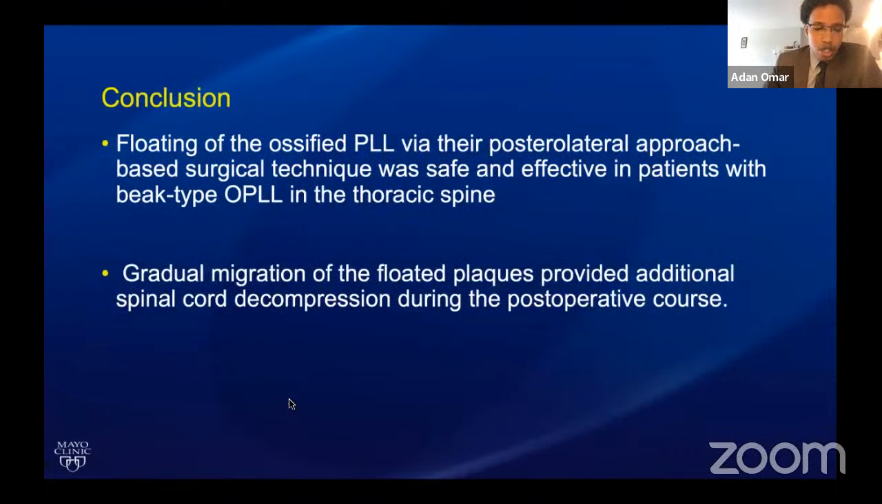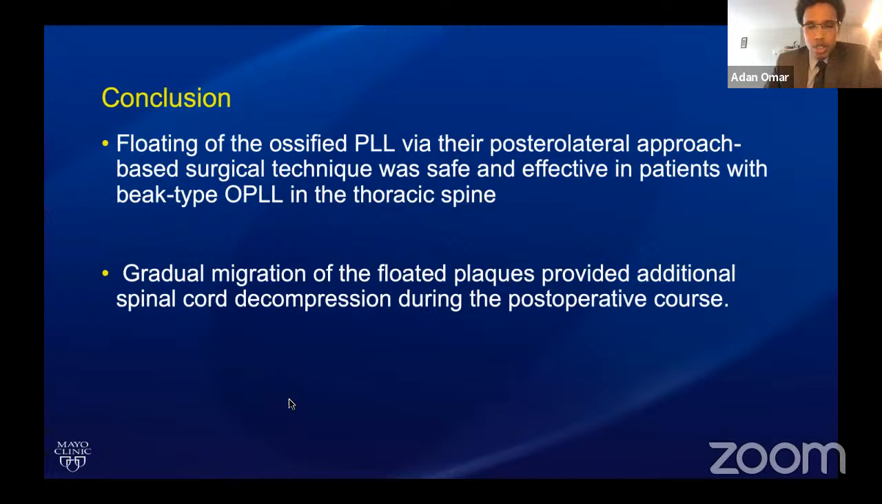So in conclusion, 2 out of the 3 patients who underwent removal of the plaque experienced significant complications. The final recovery rate, however, was similar between the 2 groups, but no significant complications were noted in the floating group, demonstrating that it is a safe and effective method for patients with beak-type OPLL cases. They do mention that this is the first paper to describe the migration phenomenon after the floating procedure, and this did provide additional spinal cord decompression in the postoperative period.